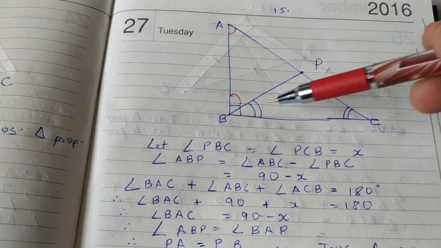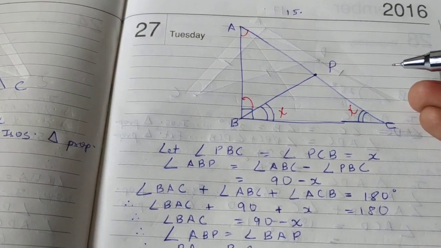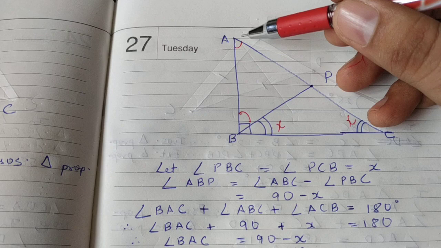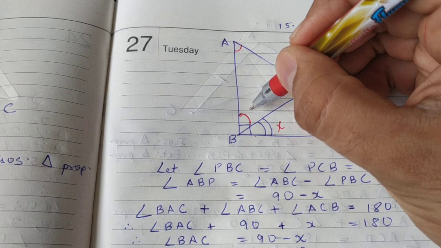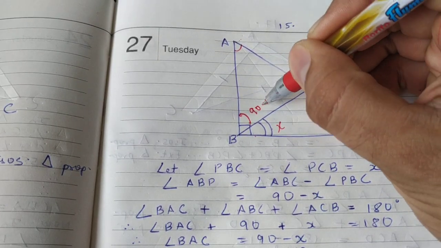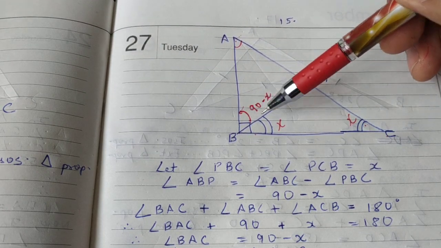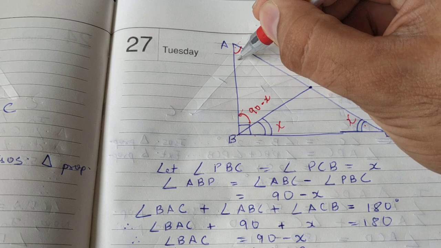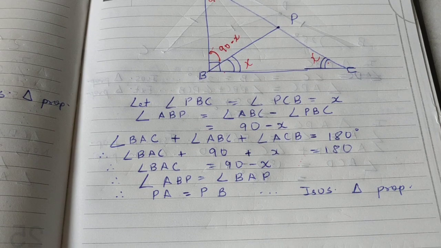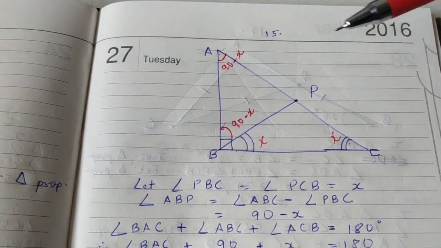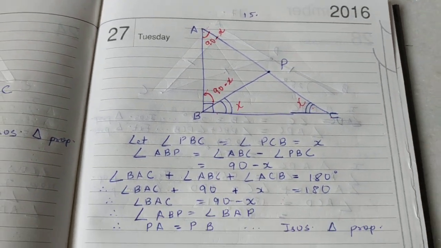First of all, it's given that this angle is equal to this angle, so that will be x and x. And this angle ABC entirely is 90. That means this angle ABP will become 90 minus x. Also, if we use angle sum property in triangle ABC, and this is x and this is entirely 90, so this angle becomes 90 minus x as well after calculation. This proves that these two angles are equal, and so the two sides are equal by isosceles triangle property, and here's a solution for that.